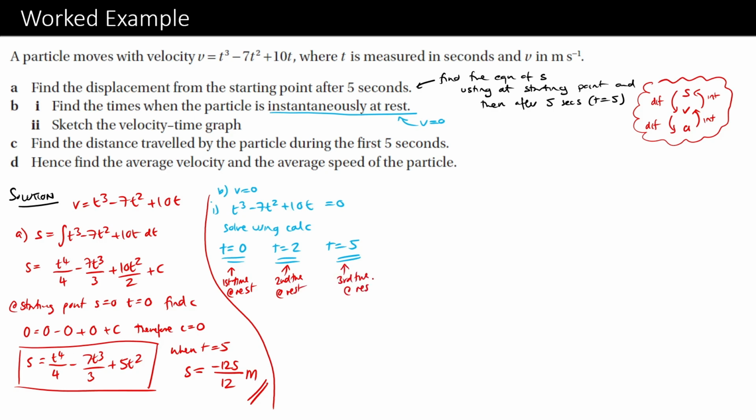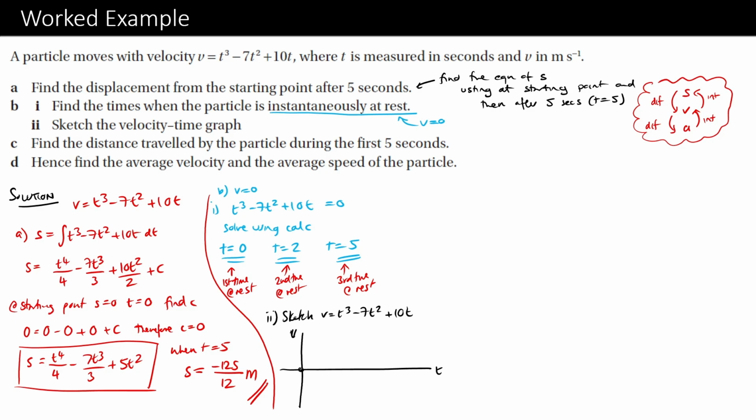And the only reason why I'm emphasizing that is because I've seen many questions where they ask you to state the second time that it's at rest, or the third time it's at rest. So the next thing I need to do is sketch y equals, or should I say v equals, v equals t cubed minus 7t squared plus 10t. So this is going to produce my velocity time graph.